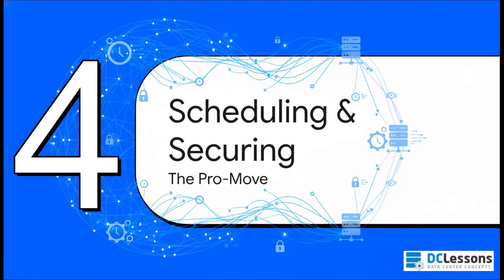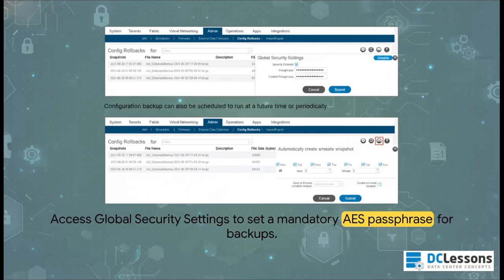Taking manual backups is good, but automating and securing them, that's what separates the pros from the amateurs. So let's talk about how to put your backups on autopilot and make sure they're locked down tight. Now listen up, because this next step is non-negotiable. It is probably the single most important part of this entire process. Before you do anything else, you have to define a global AES security passphrase. If you don't, your backup will be critically incomplete because it won't include any of the encrypted passwords for things like vCenter or your AAA servers.